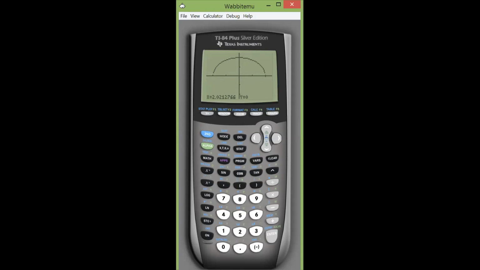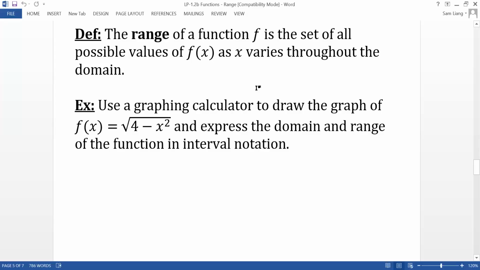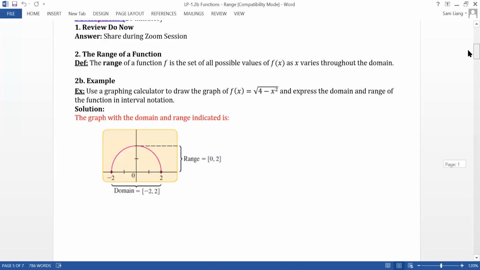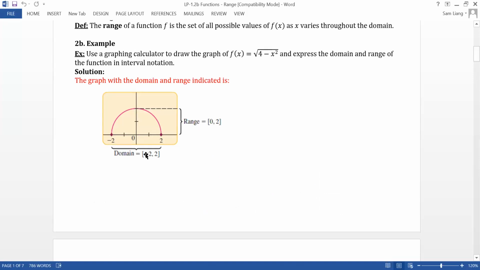Okay. Let me get to the actual solution to show you guys. Okay, all right, here we are. So here is the actual solution in interval notation. Domain is -2 to 2 inclusive, and the range is 0 to 2 inclusive. All right, from there, I'm going to move on to the next definition.